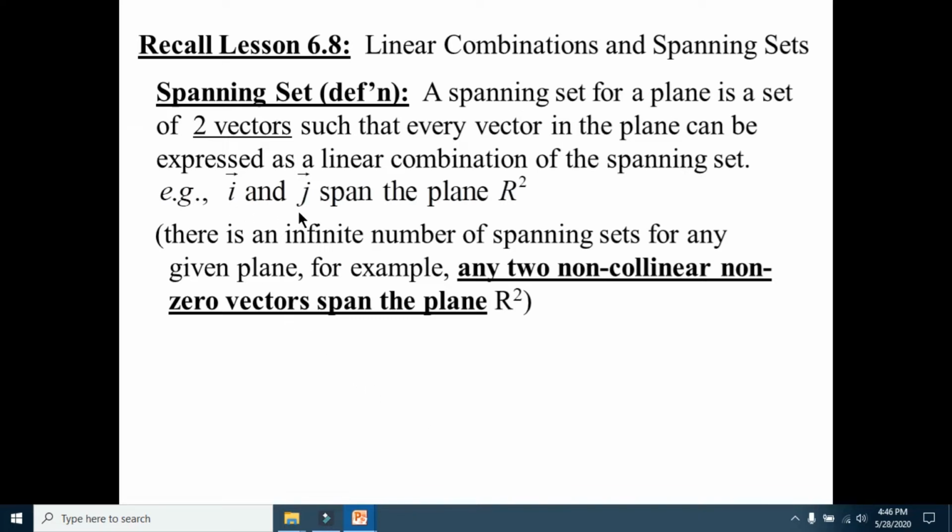And the spanning set is often a basis, and the standard basis for R cross R was the vectors i and j. Now there's an infinite number of spanning sets for any given plane. For example, any 2 non-collinear, non-zero vectors will span the plane R cross R, or any plane.